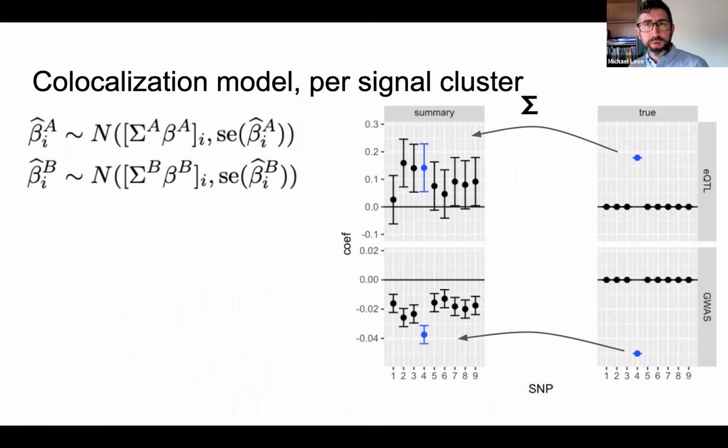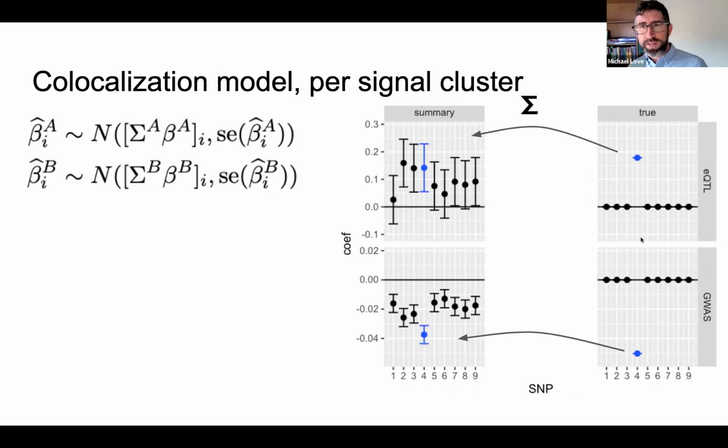We have a Bayesian model for co-localization. It follows some similar work previously, and actually it looks a lot like the eCaviar model. So we assume that the estimated coefficients follow a normal distribution with the LD matrix multiplied by the true coefficients, and given our estimated standard error.